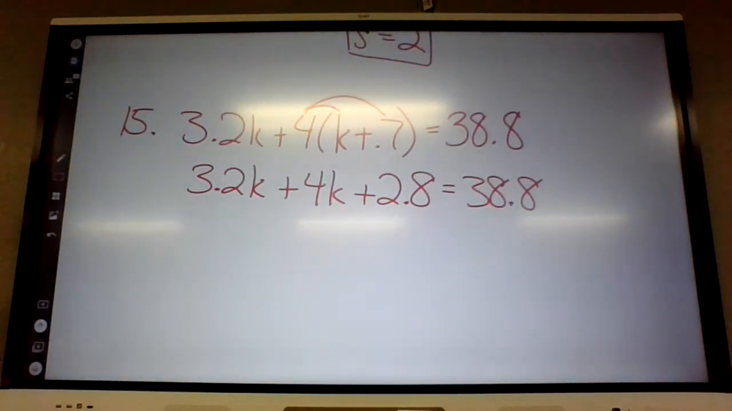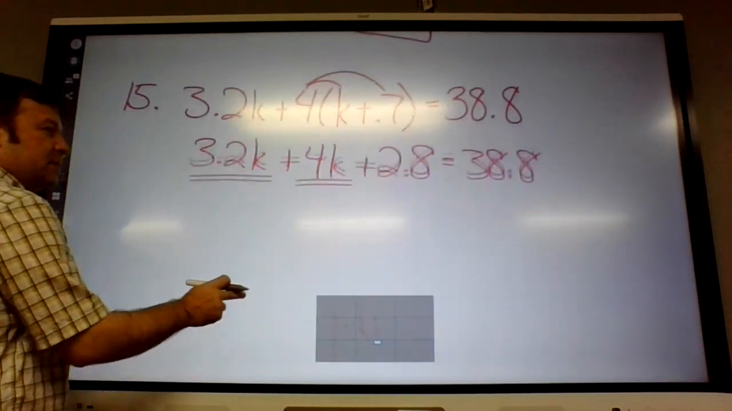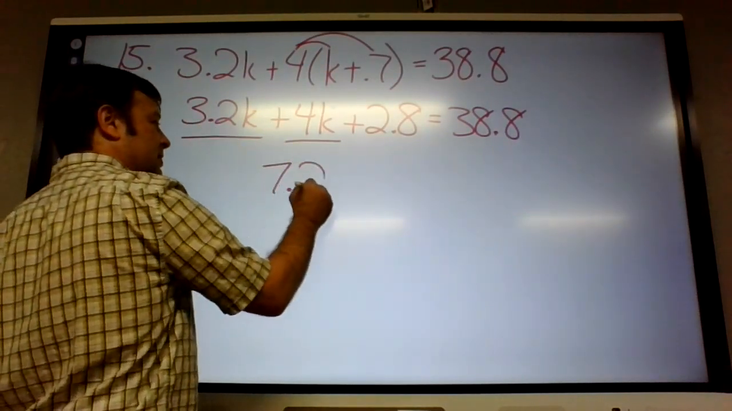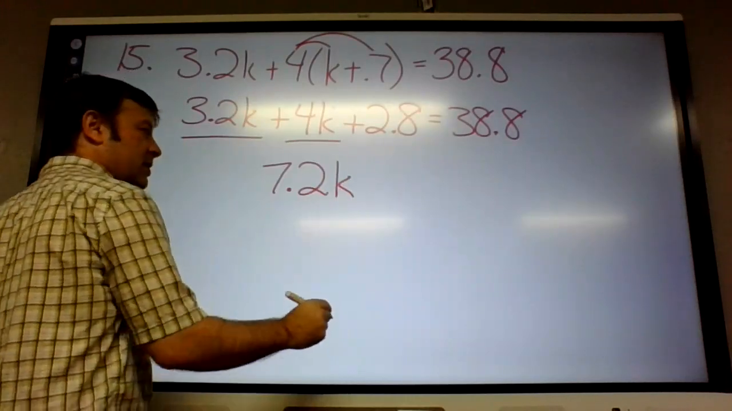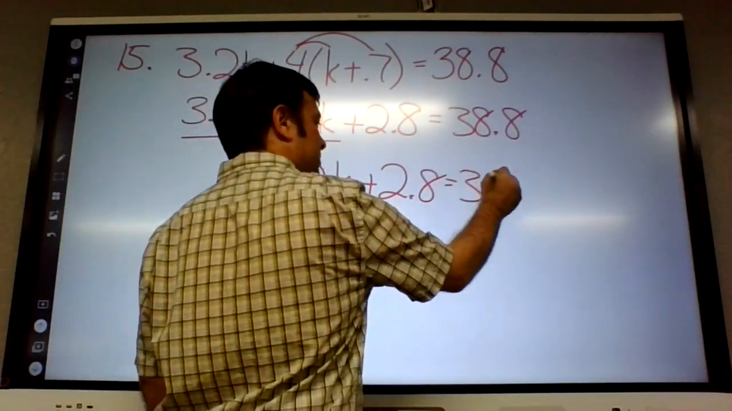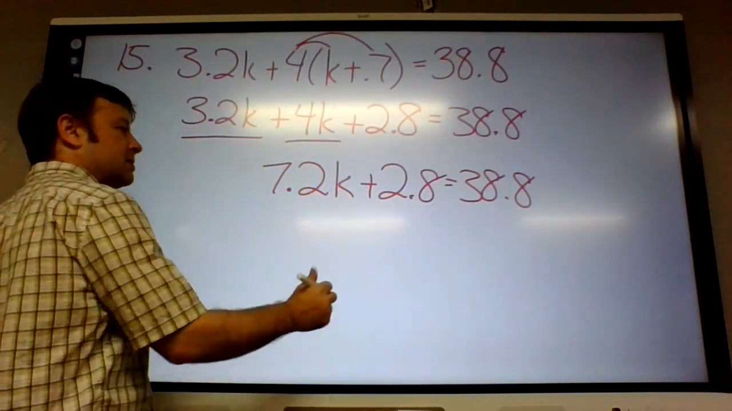Okay, now what? Add 3.2. Right, add the k's together. That simplifies. 3.2 plus 4 is 7.2k. And now we got it down to a basic. So minus 2.8.